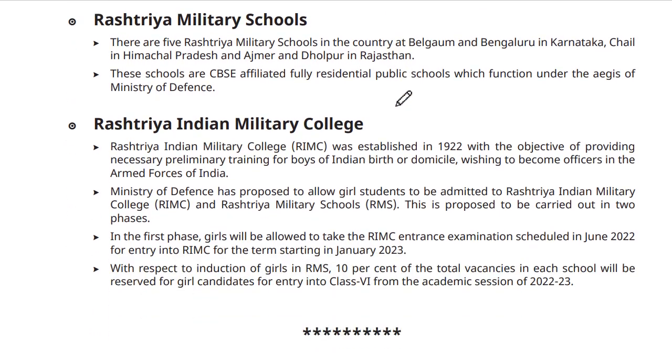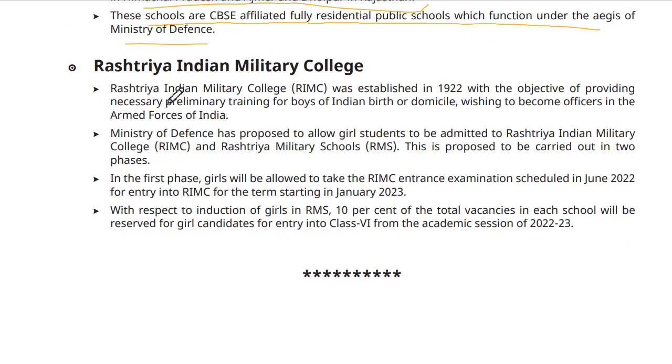Rashtriya Military Schools. There are 5 Rashtriya Military Schools in the country at Belgaum and Bengaluru in Karnataka, Chail in Himachal Pradesh, and Ajmer and Dholpur in Rajasthan. These are CBSE affiliated, fully residential public schools which function under the aegis of the Ministry of Defense. Rashtriya Indian Military College was established in 1922 with an objective of providing necessary preliminary training for boys of Indian birth or domicile wishing to become officers in the armed forces of India.